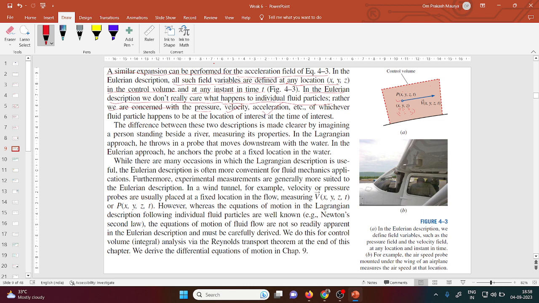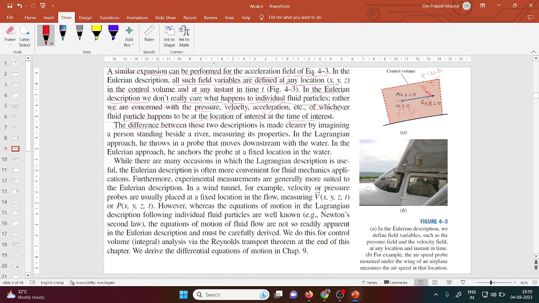In the Eulerian description, we do not really care what happened to an individual fluid particle. Rather, we are concerned with the pressure, velocity and acceleration etc. of whichever fluid particle happens to be at the location of interest at the time of interest. Let's say this fluid particle is moving, and at time t plus delta t the location is something different: x plus delta x, y plus delta y and z plus delta z. At that location, what is the pressure, the velocity and the acceleration? We care only about that. Those are the fluid parameters we care about in the Eulerian description.